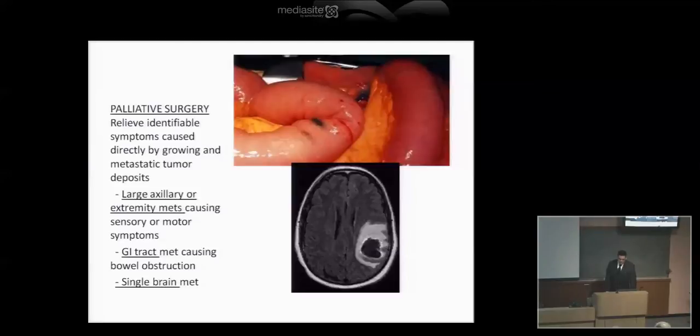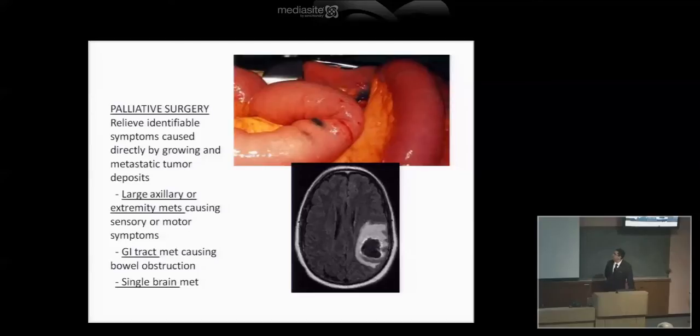What about palliation? Palliation helps to relieve symptoms that are either caused directly by the tumor or by metastatic tumor deposits. Patients can have, if they have upper extremity melanoma with axillary mets, large mets causing sensory and motor symptoms with compression of the axillary vessels and the axillary nerve, and the brachial plexus if it's in the neck. GI tract metastases can cause bowel obstruction.